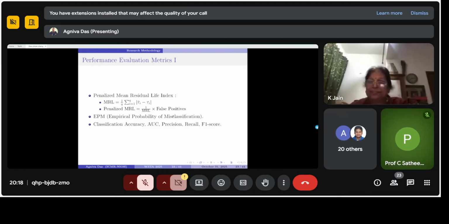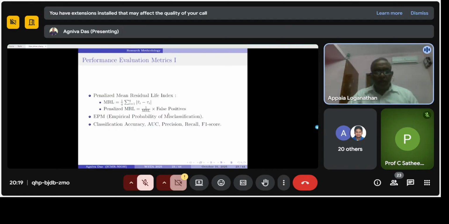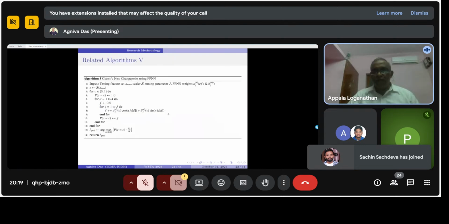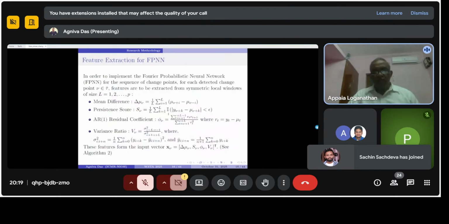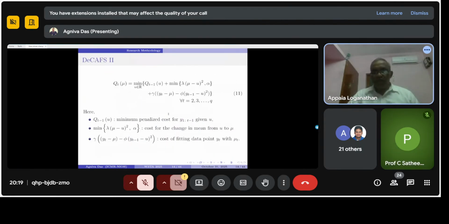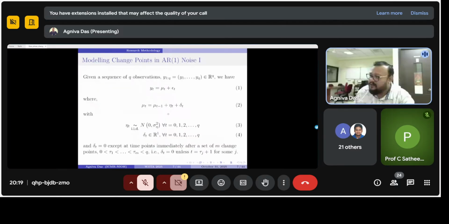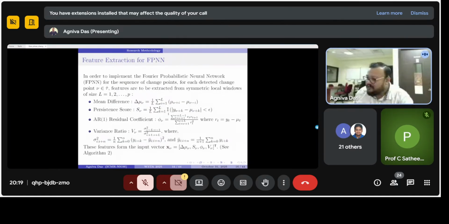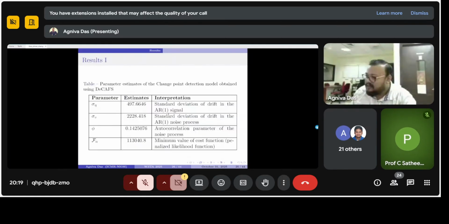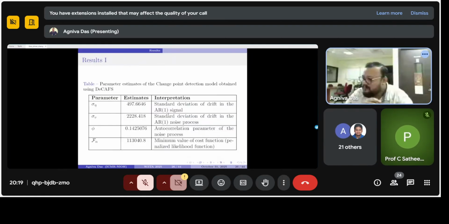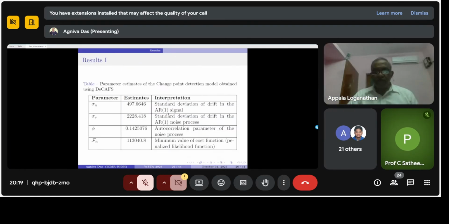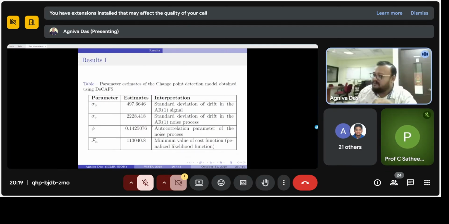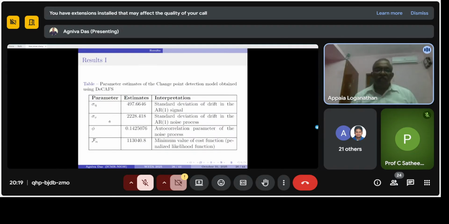Thank you. Dr. Agnivadas, I noticed that the standard errors you computed for some estimates of the AR1 process, their magnitude is large in number. Yes, sir. More than hundreds, 200s. Yes, sir. Thousands. This one is the standard deviation of drift in the AR1 noise process. So why? Can you tell me? Because the standard deviation is too large.